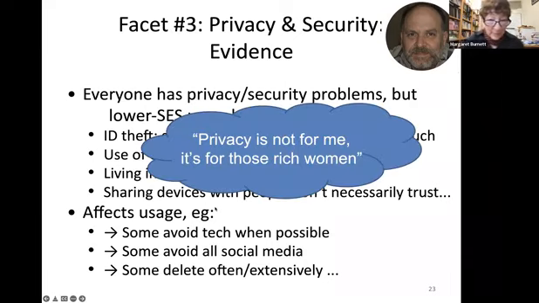Here's one quote from one paper about this, which just chills me down to my very soul. "Privacy is not for me. It's for those rich women."